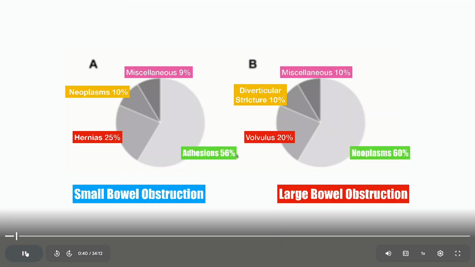This slide shows the etiologies causing the obstruction in the affected bowel. In small bowel obstructions, adhesions rank the majority of cases, which is attributed mostly to post-operative adhesions. This is followed by neoplasms, hernias, and other etiologies. For colonic or large bowel obstruction, the majority are neoplastic in origin or secondary to malignancy, and this is followed by volvulus, diverticular disease, and others.